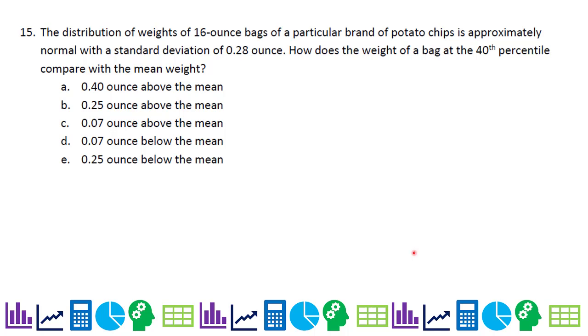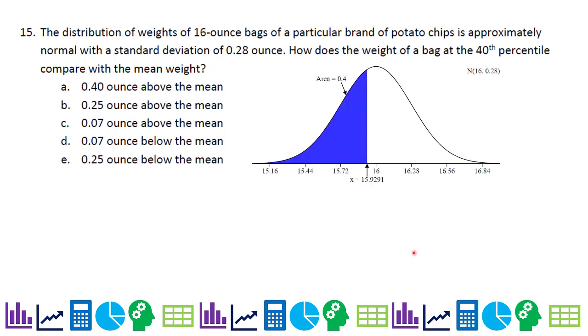Number 15. The distribution of weights of 16-ounce bags of a particular brand of potato chips is approximately normal with a standard deviation of 0.28 ounces. How does the weight of a bag at the 40th percentile compare with the mean weight? So we're talking about individuals here, so this is just plain old normal distributions. And my mean is 16, and my standard deviation is 0.28, right? That's my model.